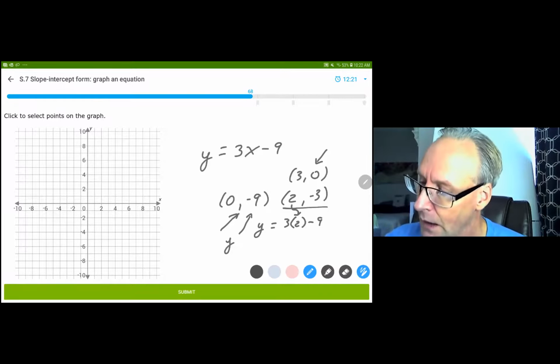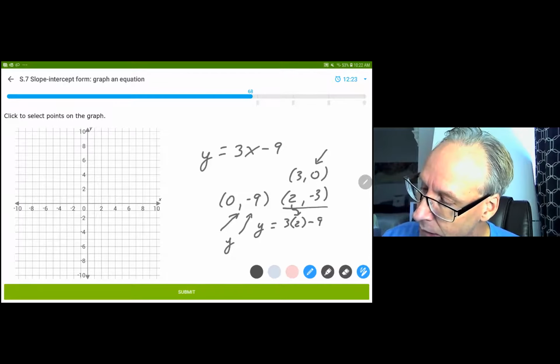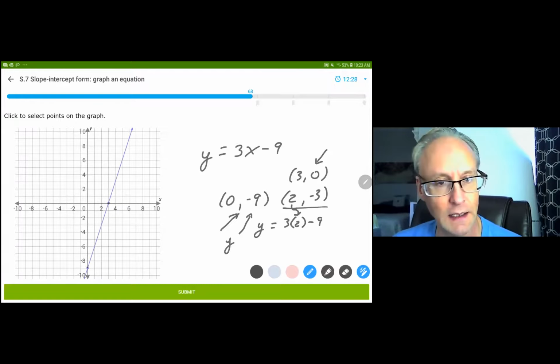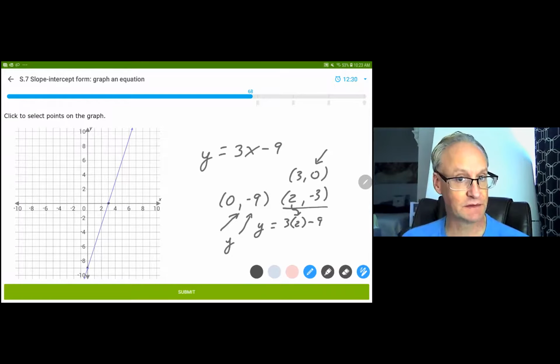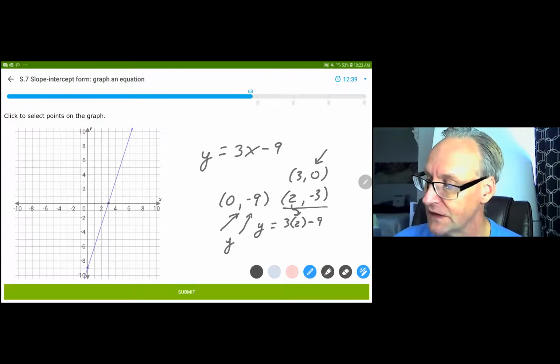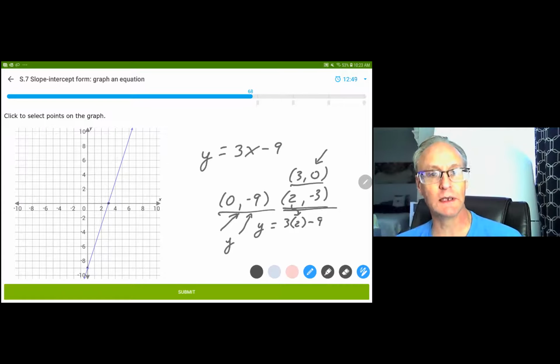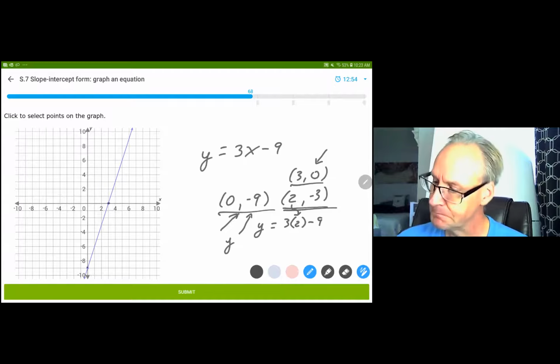So anyway, so let's see, 3, 0 is right there. 0, -9 is right there. And I just graphed the intercepts. Now, I didn't have to do that. I could have counted my slope, which is up 3 over 1, from any of these points. I could have started at this point. I could have started at this point. I could have started at that point. It wouldn't matter. Any of those points, if you go up 3 and over 1 and up 3 and over 1, you'll find another point.